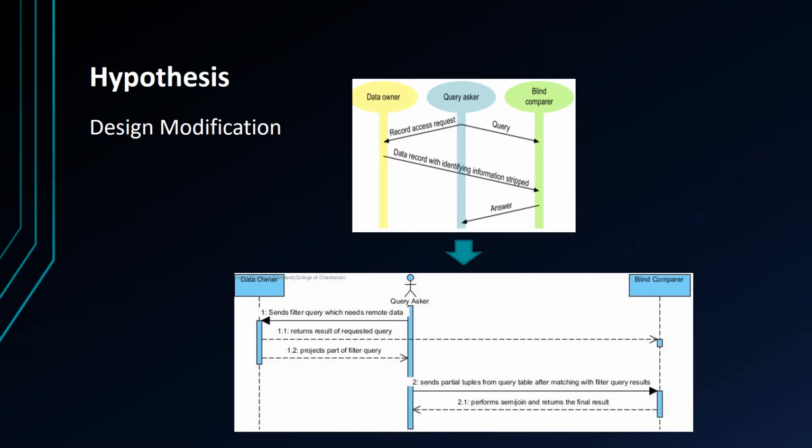So we only introduce one intermediate step where the data owner is instructed to project a part of the query and send it to the query asker. In this way, we avoid shipping the whole of the cross join result to the blind comparer, and only ship a part of it. We will see very soon how this can be beneficial.